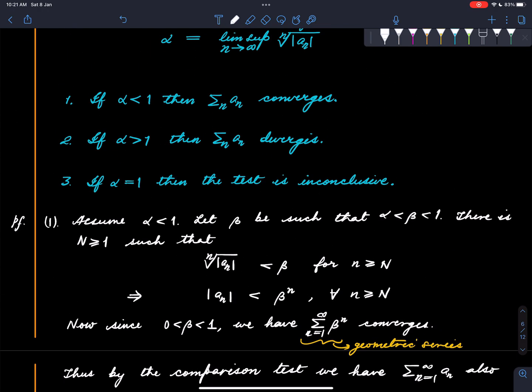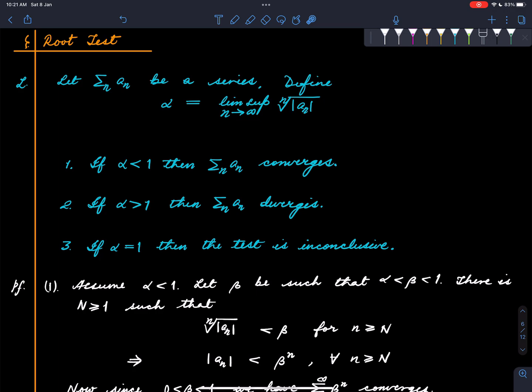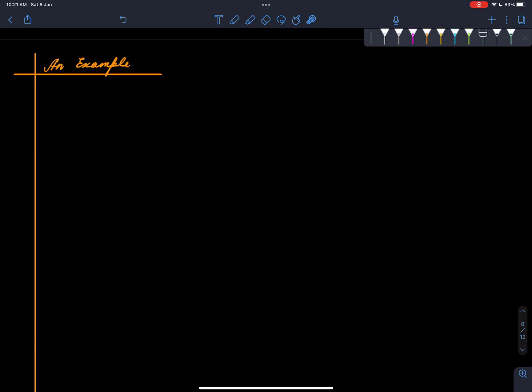And when alpha equals 1, there are examples where the series converges and there are examples where the series does not converge. So both can happen, and so it's inconclusive. Alright, so it's a very convenient and very useful test. It's just a matter of finding this lim sup, and let's take one example when that kind of thing appears. It's an example which I could have taken long ago, nothing to do with this lecture, but it's just for some practice.